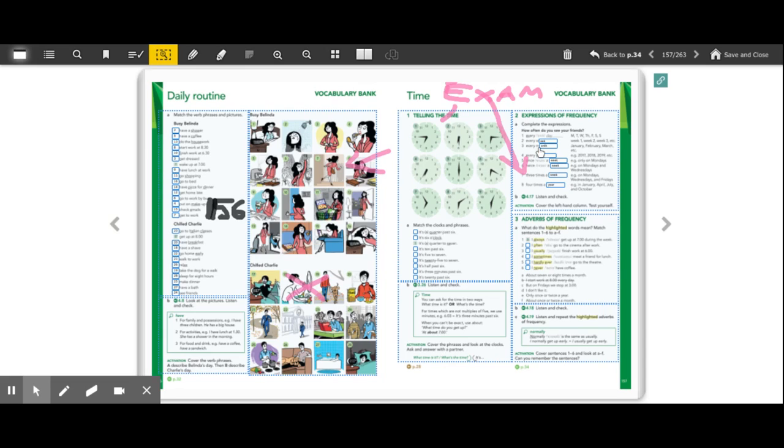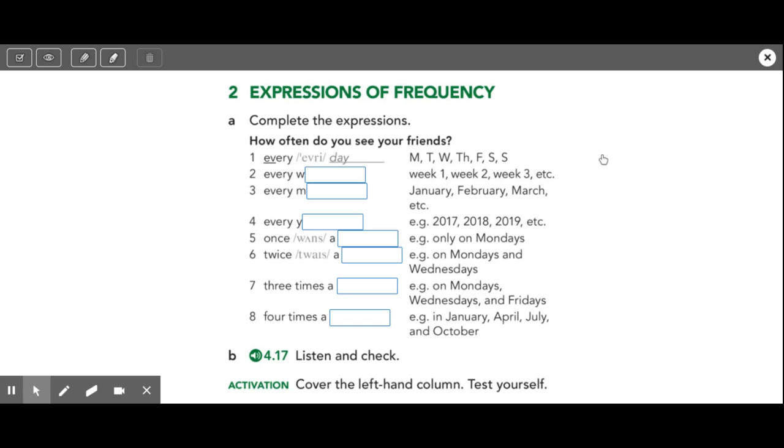Okay, let's have a look at parts 2 and 3, expressions of frequency. And first of all, I'm going to get rid of all of this writing. There we go. And we'll have a look at expressions of frequency. And it says, how often do you see your friends? Well, at the moment, probably never, or only on Zoom. But let's have a look at these every answers to how often.